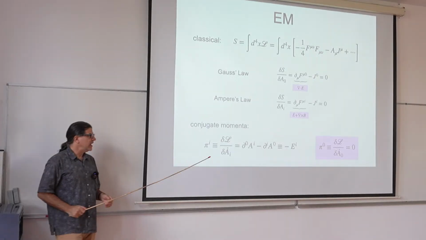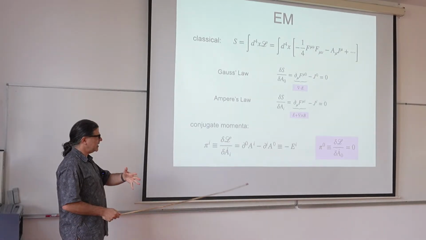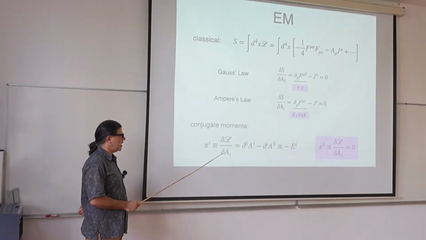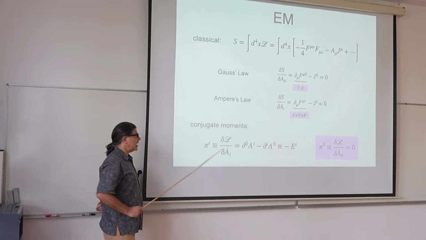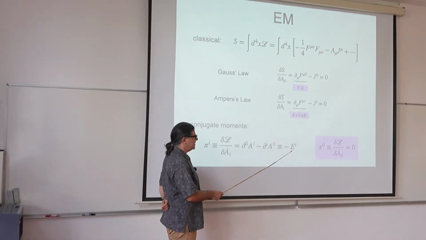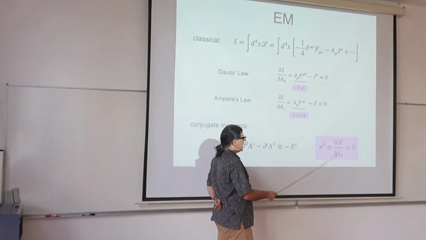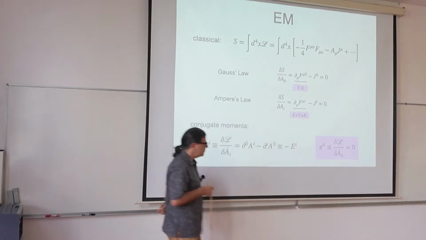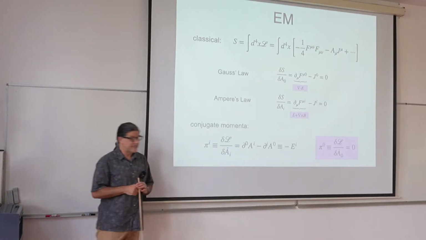And then if you want to go to a Hamiltonian language, you construct the conjugate momenta in a standard way. You discover the conjugate momentum for A, the vector potential, is the electric field, but there's no A0 dot appearing in here. So there's no conjugate momentum for the scalar potential.